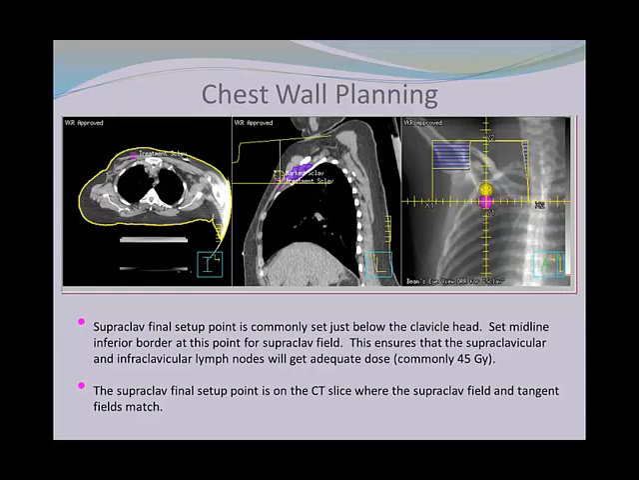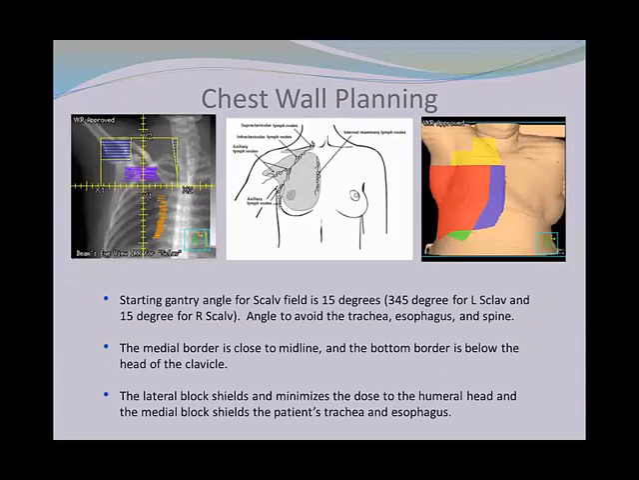For the supraclav field, when we create this field, we use a gantry angle around 15 degrees. For example, 5 degrees for the left supraclav field and 15 degrees for the right supraclav. The reason we angle a little bit is to avoid the trachea, esophagus, and spine. The medial border is close to the midline, and the bottom border, like I mentioned before, is below the head of the clavicle. The lateral block shield minimizes the dose to the humeral head, and the medial block shields the patient's trachea and esophagus. You can see a diagram.